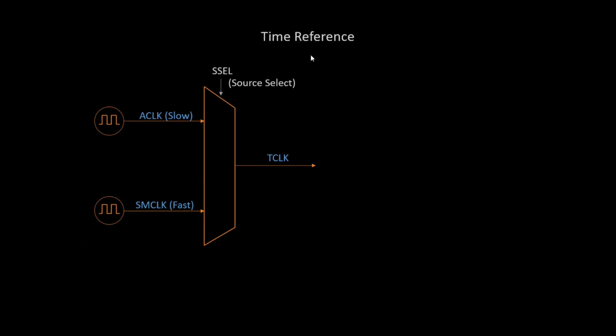The time reference is basically a selectable clock. In this microcontroller that I use, there are mainly two types of clock that we can choose from: a slow clock to count long periods of time and a fast clock to count short periods of time with a lot of precision.